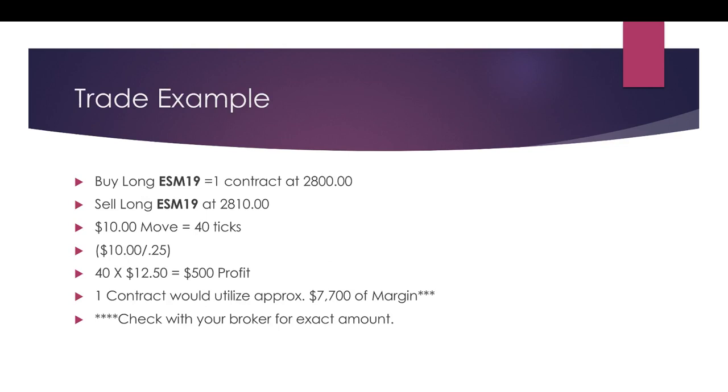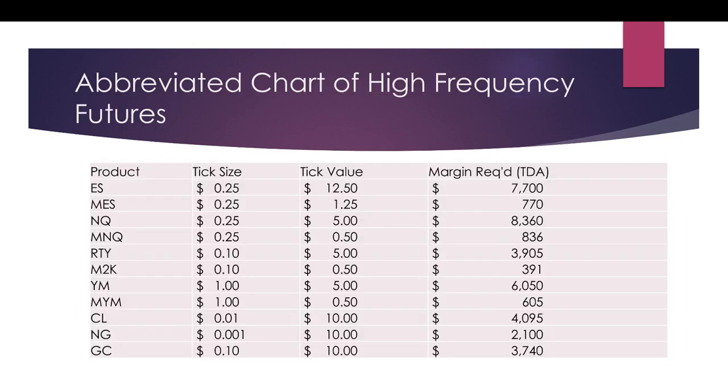And just note, one contract would utilize approximately $7,700 of margin. And I have a bunch of asterisks by that. Please check with your broker for the exact amount that would use. So just to give you an idea of tick size and tick value, as you can see, ES a quarter is a large tick value, but again, it doesn't move as fast as an instrument like NASDAQ. So NASDAQ has less value, but moves faster.